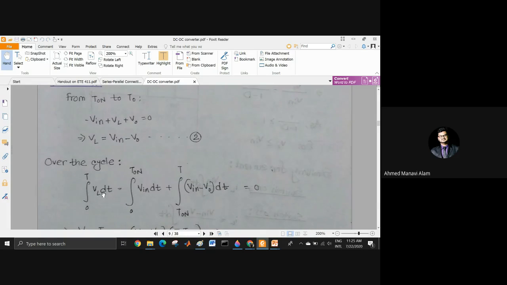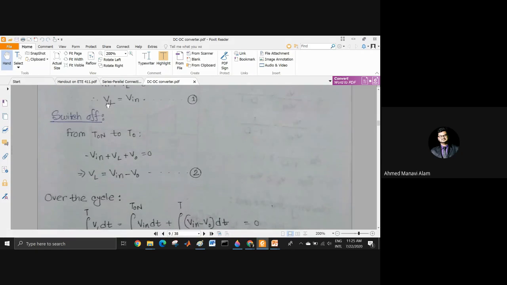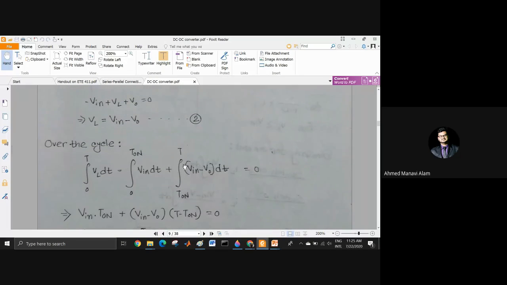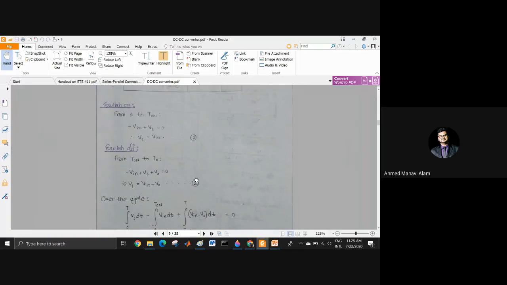So the integral of VL dt equals the integral from 0 to t on of Vin dt, plus the integral from t on to T, when the switch is off, of (Vin minus V naught) dt. I'm just replacing these two values here. So if you understand the pattern, then it will be easier for you to understand. If you don't understand the pattern, then you have to memorize, which is cumbersome, and in these circuits it is somewhat idiotic.